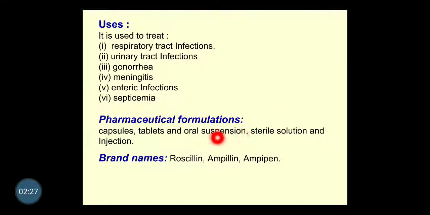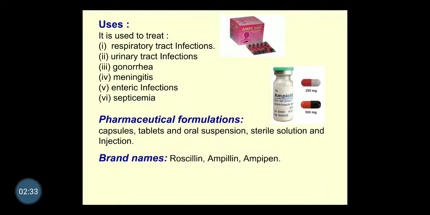The pharmaceutical formulation of ampicillin is available as capsule, tablet, and oral suspension. It means that when we add an amino group on the alpha position in the structural modification, it becomes stable to the GI pH, as well as stable in acidic and alkaline pH, and hence it becomes orally effective. That's why oral formulations such as capsule, tablet, and oral suspension are available. It is also available in injectable form, but the better advantage is that it is available as tablet as well as oral formulation.